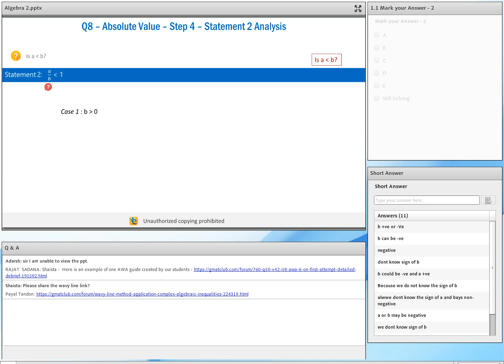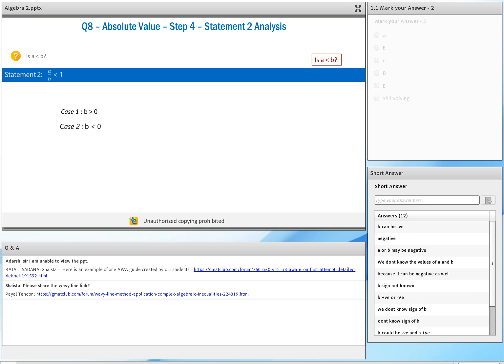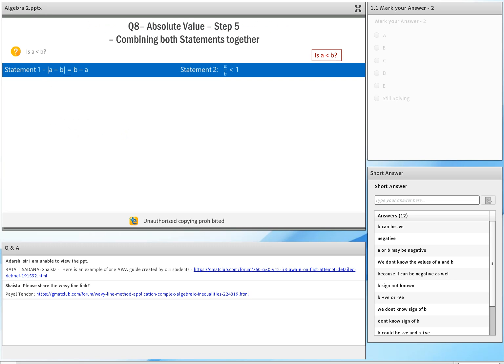Now, in one case, B is greater than 0. In the other case, B is less than 0. If B is greater than 0, then A is less than B. If B is less than 0, then if I multiply both sides by minus 1, then A will be greater than B. So I have two cases here, which means statement 2 is also not sufficient. For those of you who selected choices B and D, you made the mistake of not considering the sign flip when you multiply both sides by a negative number.